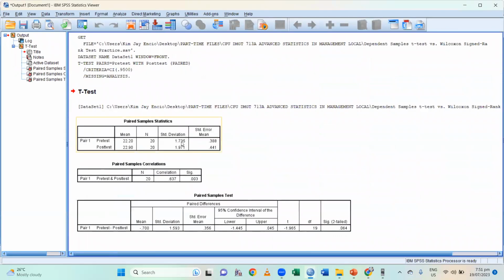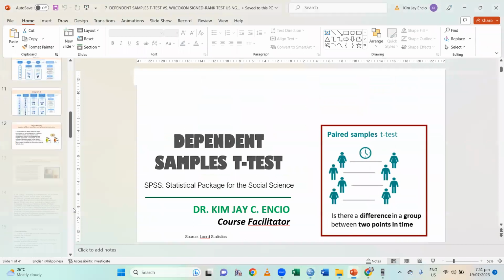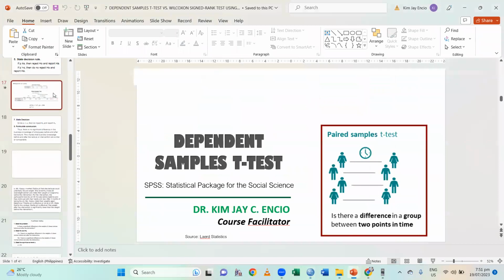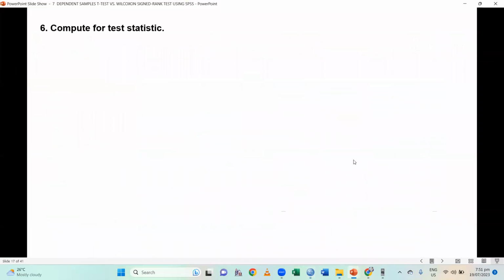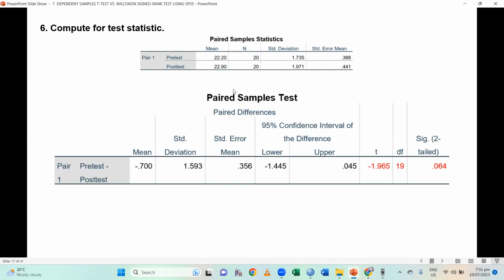And here is what it shows. Then I will enlarge it. It's actually part of the PowerPoint presentation, and the table looks like this. You could see that the mean pre-test score is 22.20. The mean of the post-test is 22.90. Do you think it is significant, ma'am? I think your answer earlier was not significant, right? But let's see. Yes, Doc.